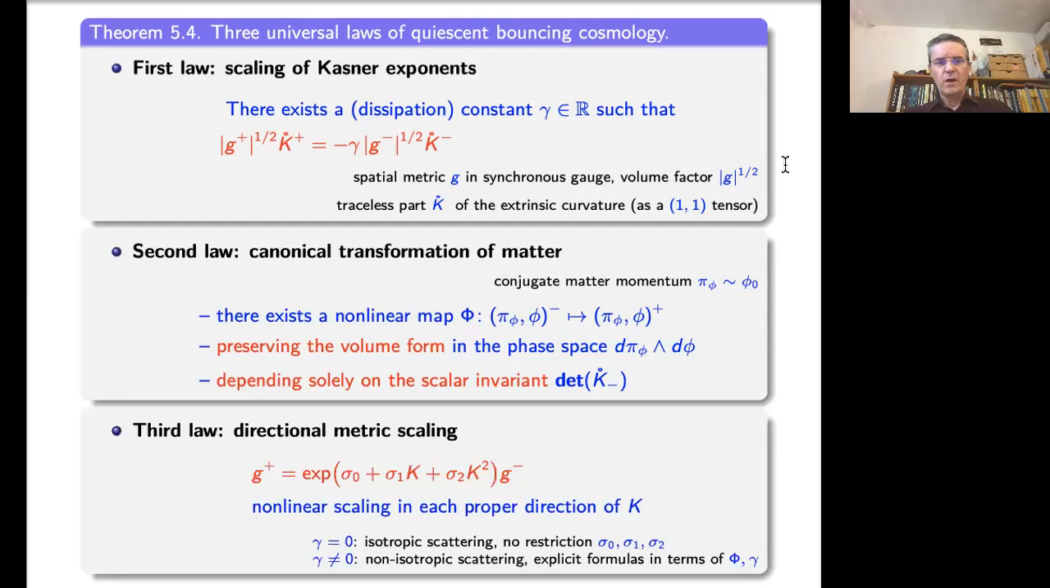And the third law has to do with the metric, and we call it directional metric scaling. You see that G plus and G minus are related in the way I wrote. There is a nonlinear scaling in each proper direction of K, with, again, two possibilities: isotropic scattering or non-isotropic scattering. In the first case, there are no restrictions on the values of sigma 0, sigma 1, sigma 2. So the formula is really very easy to read and to understand. And when gamma is non-zero, we have an explicit formula in terms of this nonlinear map, capital phi, and the constant gamma.